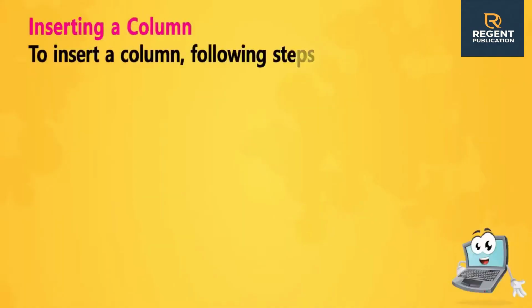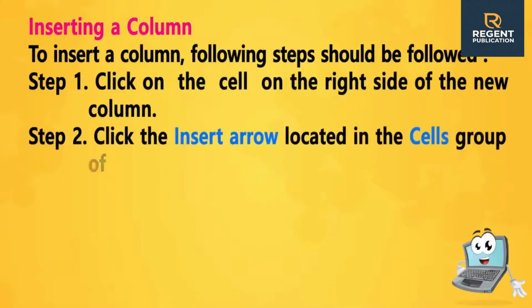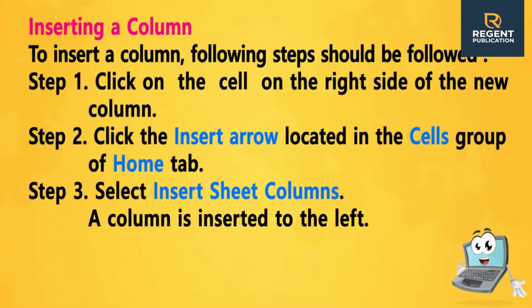Inserting a column. To insert a column, the following steps should be followed. Step 1. Click on the cell on the right side of the new column. Step 2. Click the Insert arrow in the Cells group of the Home tab. Step 3. Select Insert Sheet Columns. A column is inserted to the left.